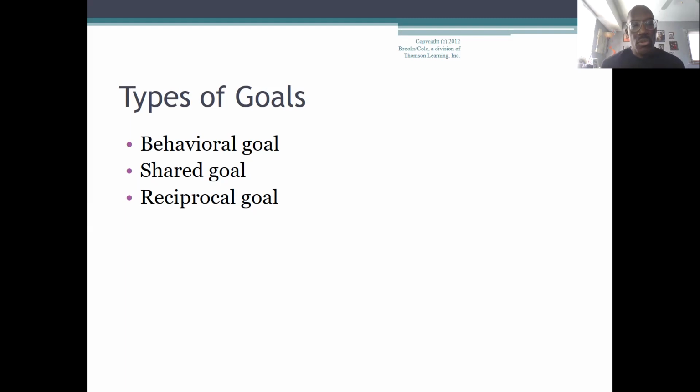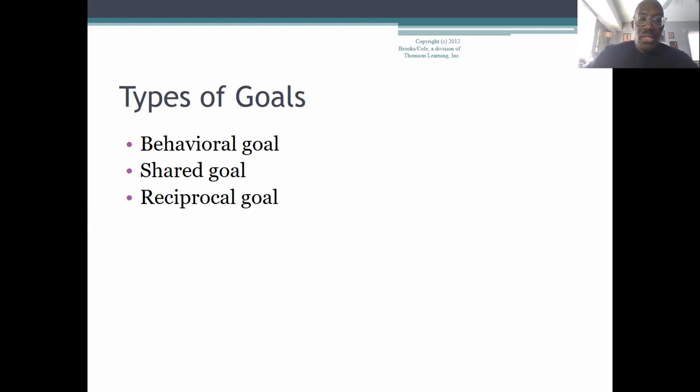Then we also have shared goals. So these are goals that actually are looked at in terms of, if I've got a family that I'm working with, for example, a shared goal might be to look at improving communication in the family system. So in other words, if I come to you, we do some assessment, and we recognize that there are some issues around communication, then a shared goal might be for everybody to be able to learn to practice communicating in a different way.